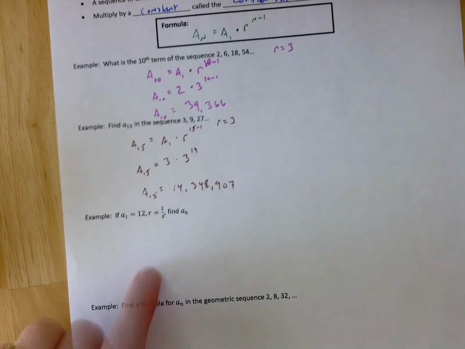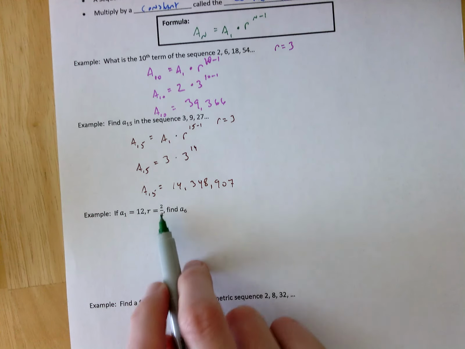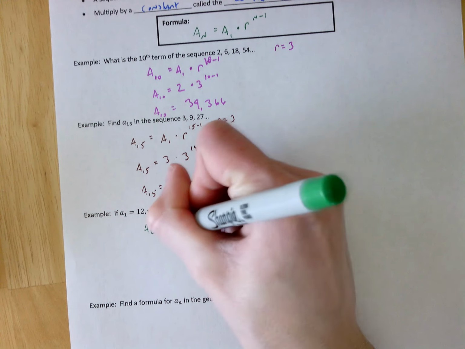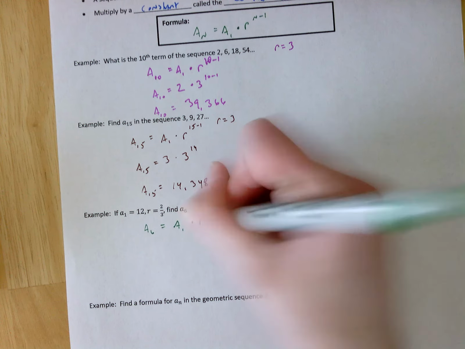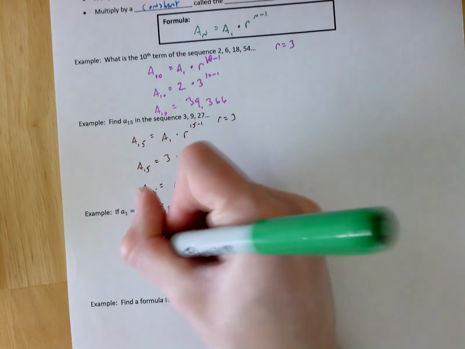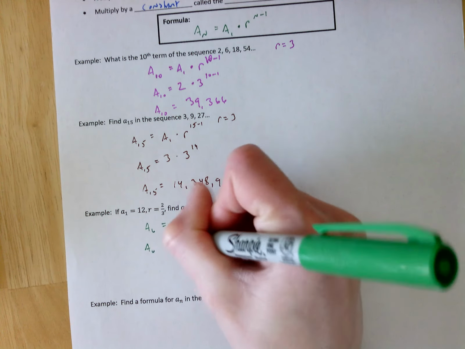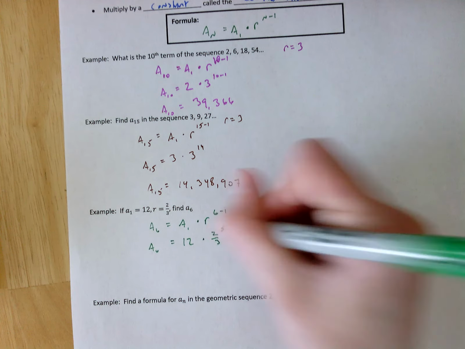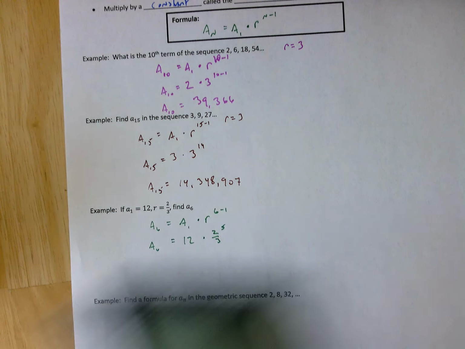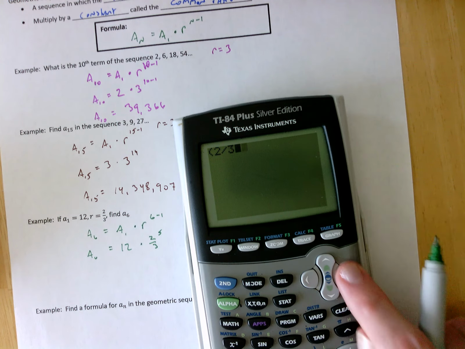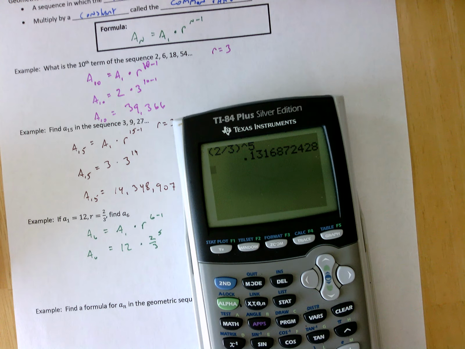All right, this guy right here, if we know a sub 1 and we know our common ratio, we want to find a sub 6. Well, to get to a sub 6 from a sub 1, I need to multiply by my common ratio 6 minus 1 times, right? So we want to find a 6, but I know a1 is 12. My common ratio is 2/3, and I'm essentially raising that to the 5th power. When you put this into your calculator, make sure you use parentheses around the 2/3, right? Raise that to the 5th power, and then multiply by 12.